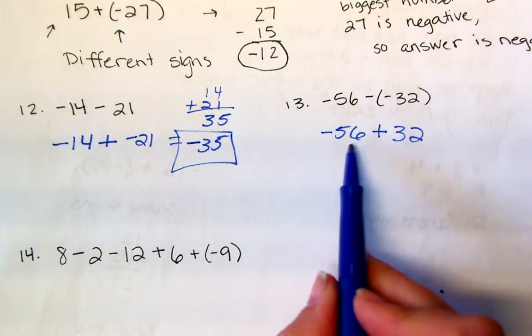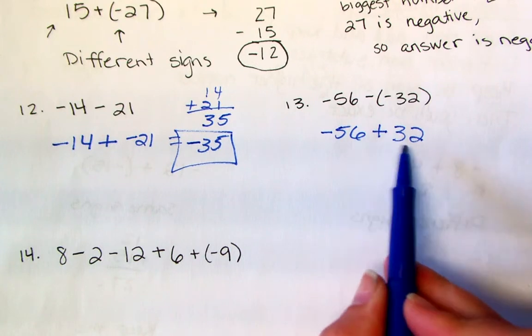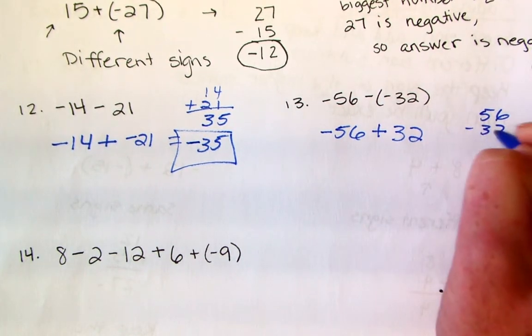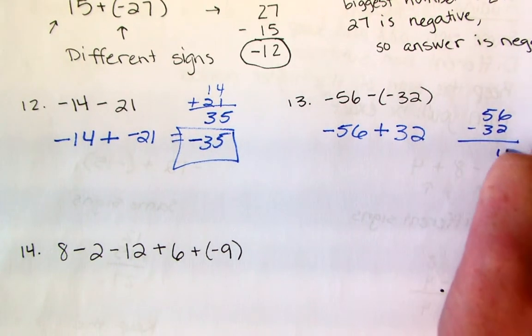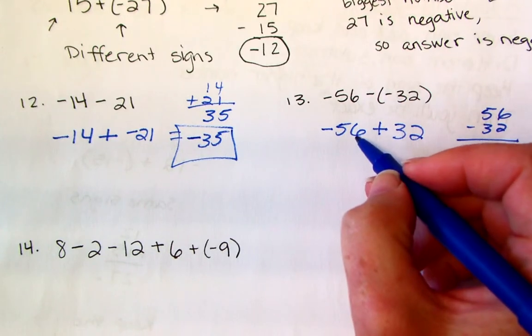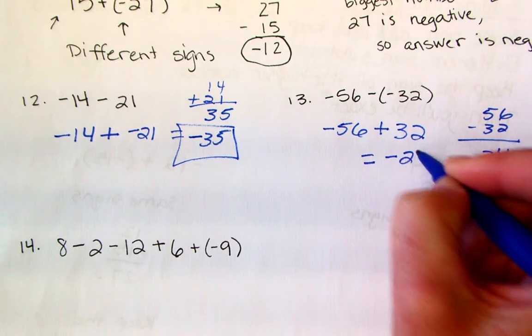Oh, I'm back to adding, so I can use the same sign, add and keep, different sign, subtract. These are different signs, so I'm going to subtract. And then take the sign of the higher number, the one that's furthest away from 0, and it's going to be negative 24.